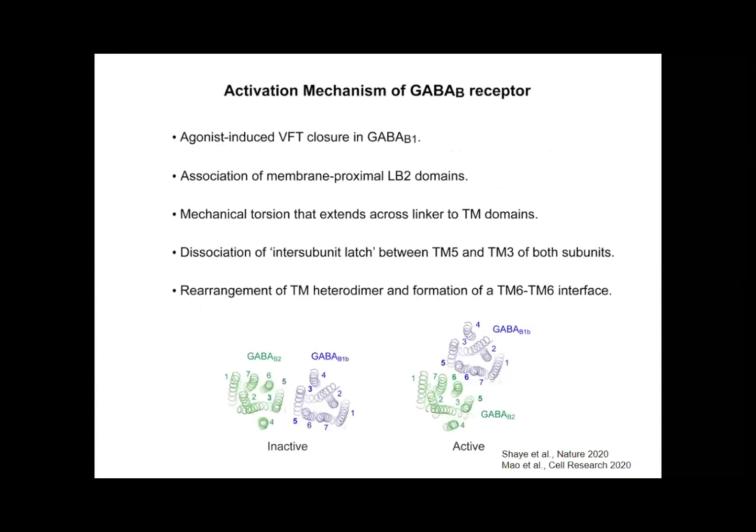The combination of our previous VFT structures and current Cryo-EM data indicates that activation of GABAB receptor involves the occurrence of a sequence of events. First, agonist-induced VFT closure of GABAB1. Second, association of membrane proximal LB2 domains. Third, mechanical torsion that extends across the linker to the TM domains, and this is followed by dissociation of the intra-subunit latch between TM5 and TM3 of both subunits, and finally rearrangement of the TM heterodimer into an active conformation.